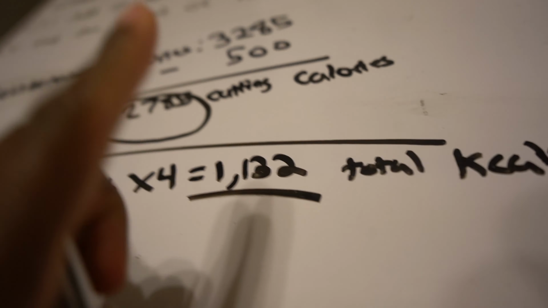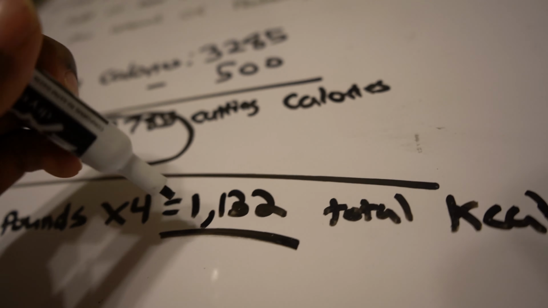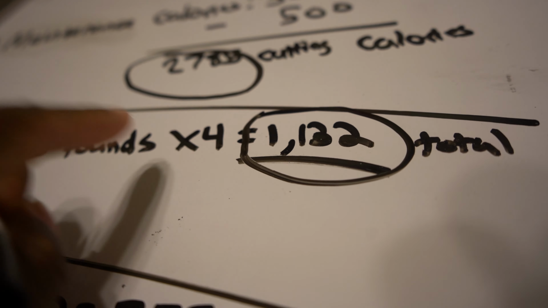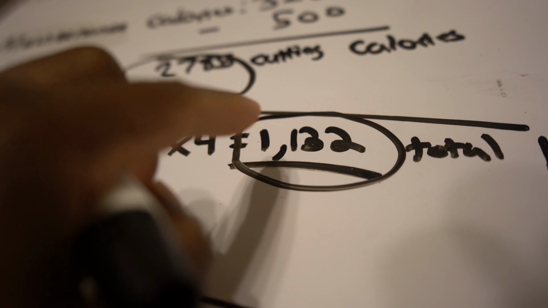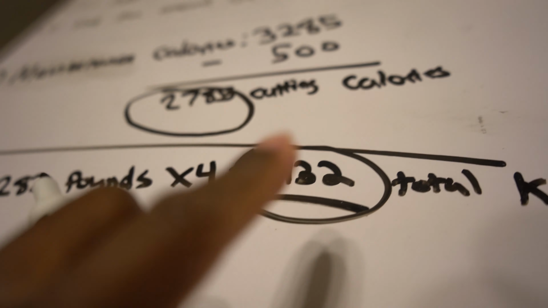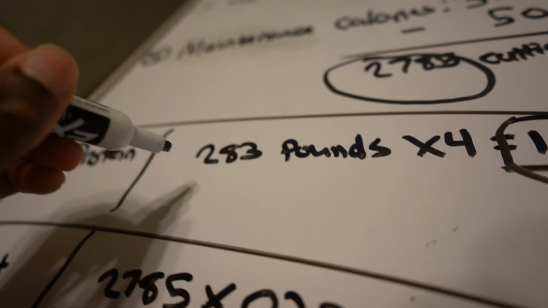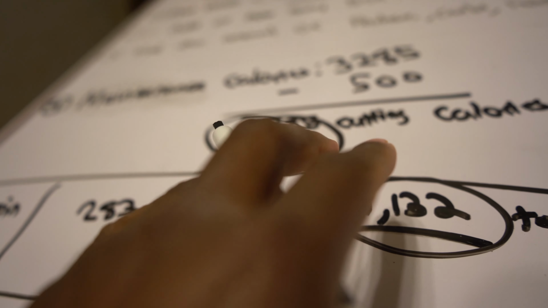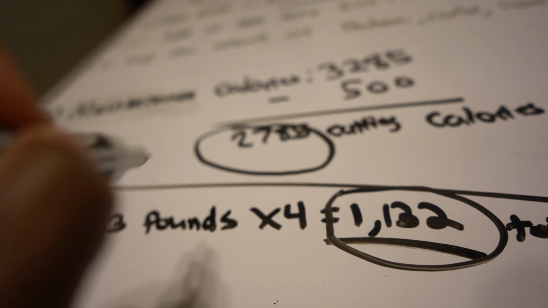Okay. Now don't let me lose you yet, right? So this number right here, don't worry about it. Just make sure you multiply it times 4, and we're going to come back to that 1,132. He's going to be using 283 grams of protein. All right, so don't worry about this number right now. We're going to come back to it. Just make sure that you times that number times 4.